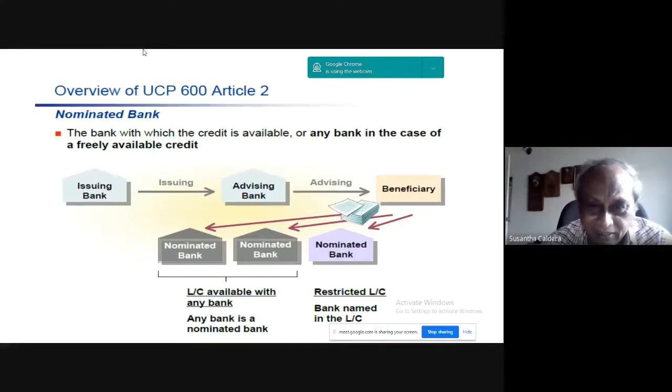Right? Please don't think that Bank of Ceylon is doing these things. Just examples, right?